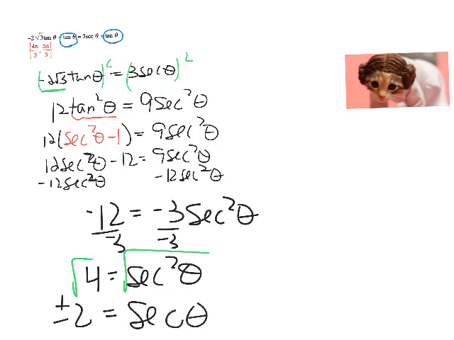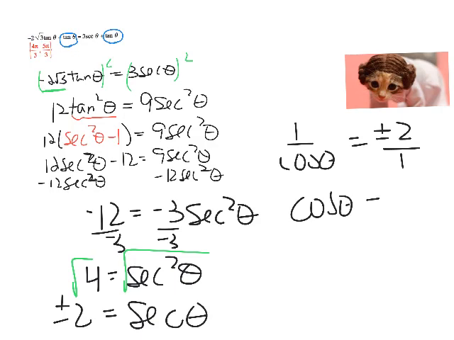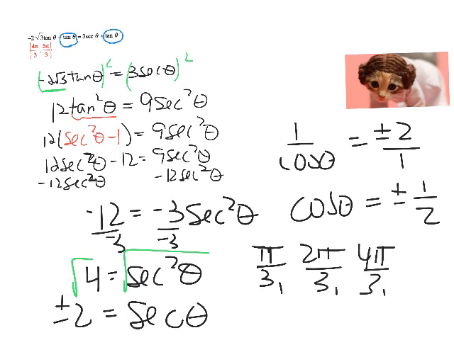And remember, secant of theta is 1 over cosine. So you would do 1 over cosine theta equals a positive or negative 2 over 1. Cross multiply and divide, you get your cosine theta equals positive or negative 1/2. So you go and you grab all the places where cosine is basically 1/2 or -1/2. Those places are pi over 3, 2 pi over 3, 4 pi over 3, and 5 pi over 3.